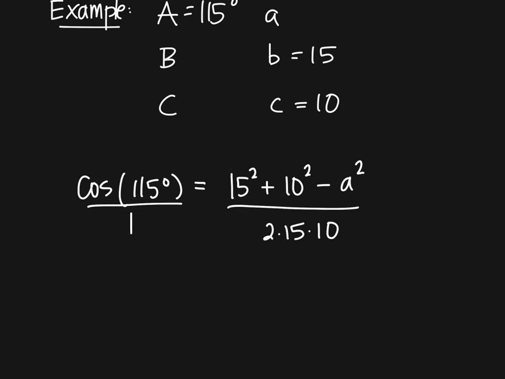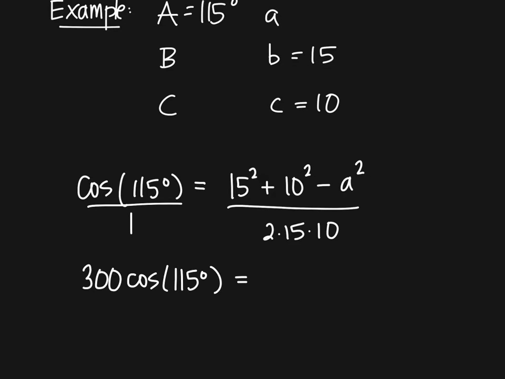So drop a 1, and then cross multiply. So you'll have the cosine of 115 times 2 and 15 and 10. So that actually works out when you do 2 and 15 and 10, that's 300. No, I don't want you to, you shouldn't be using your calculator at all, okay? Not yet. So 2 times 15 times 10, 2 times 15 is 30, times 10 is 300. So we've got 300 cos 115.